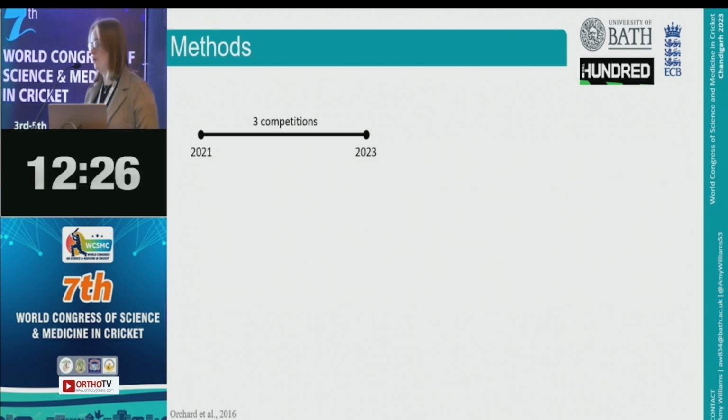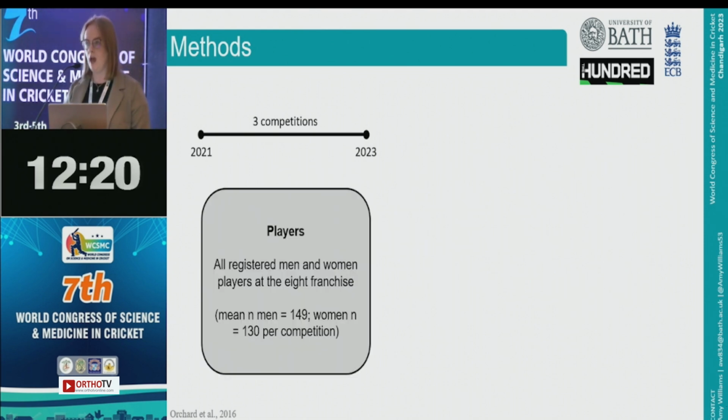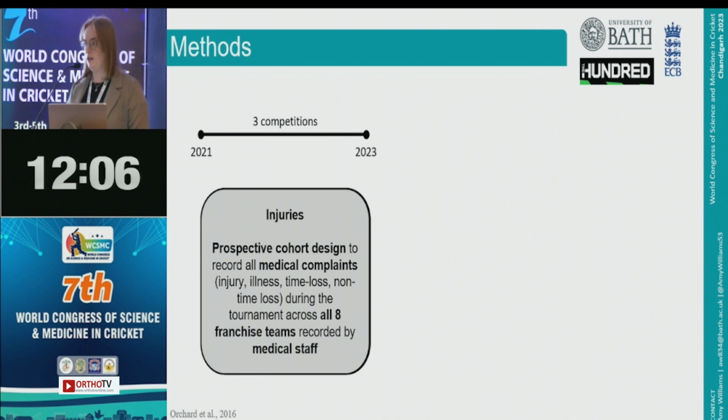So how we've done this, we took the first 3 years of the competition, so the 2021 to 2023 years, and this included all the men's and women's players from the 8 franchises that consented to the study. On average, this was 149 men's players per competition, and 130 women players per competition. We collected the injuries and illnesses respectively, and this was done through the collection of medical complaints by the team doctors or team physiotherapists at all the franchises. So with it being medical complaints, this includes injury, illness, time loss, non-time loss, match, training, injuries. It collects the whole spectrum.